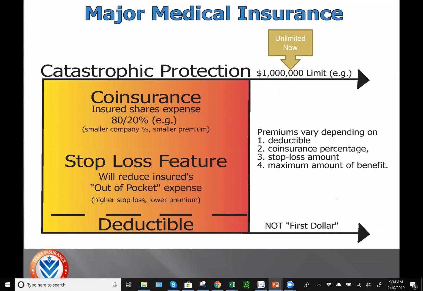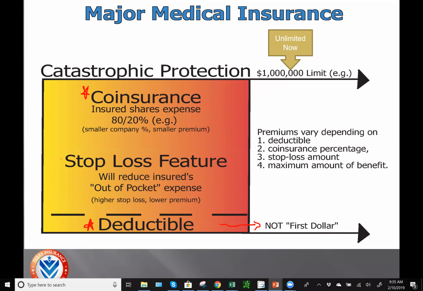First, there is a deductible. The deductible is the amount you pay before there's any cost sharing with the insurer. So these do not provide first dollar coverage. You've got to pay a deductible first. Next, there's coinsurance, which is a percentage of cost sharing.